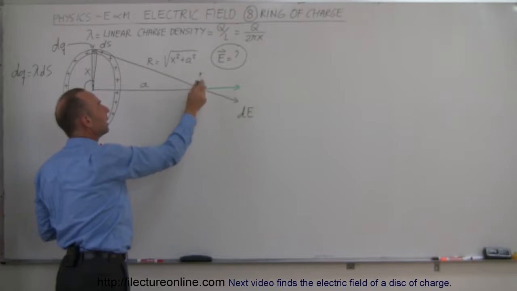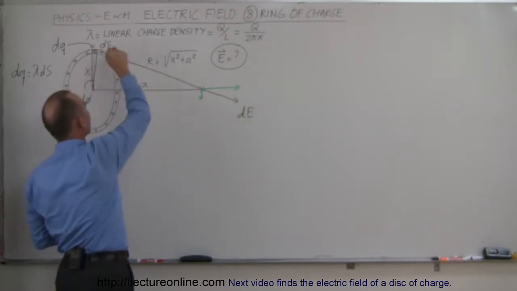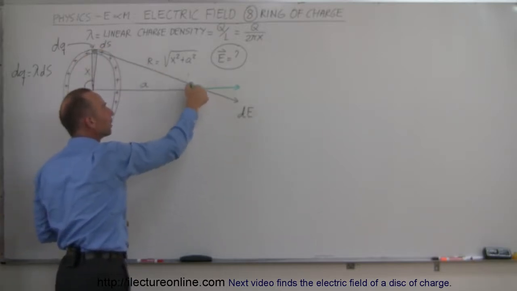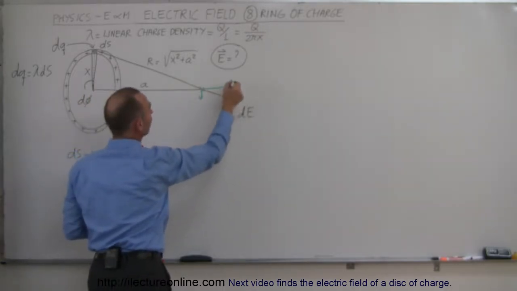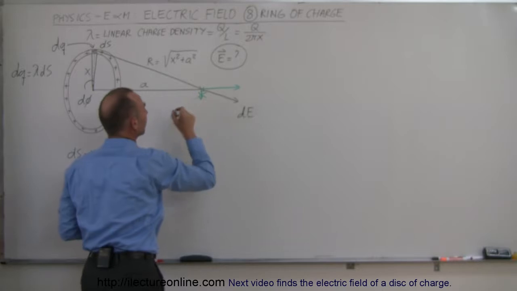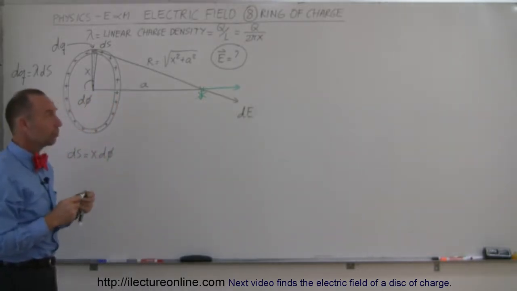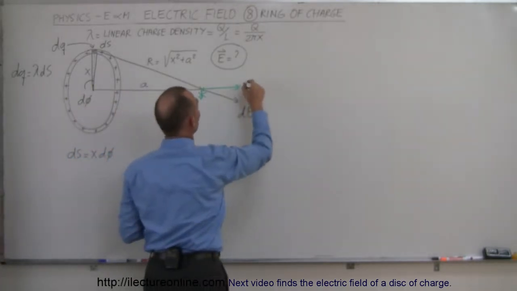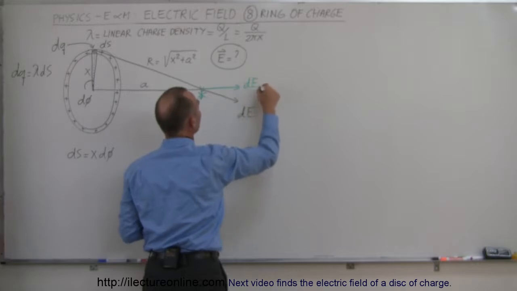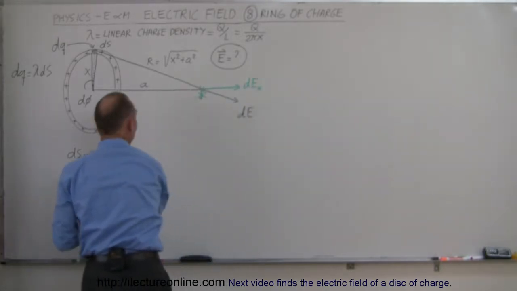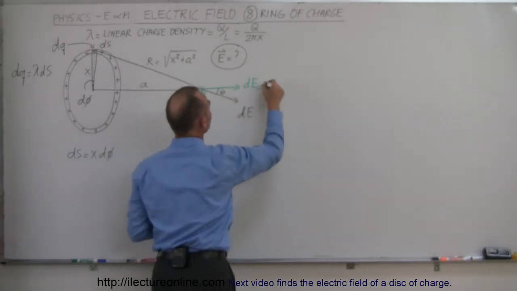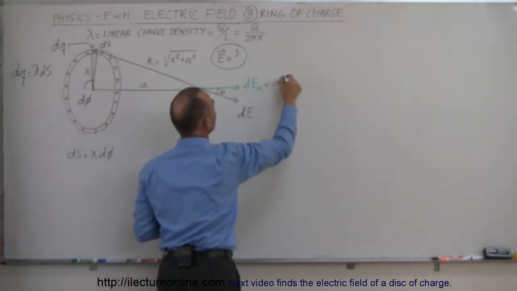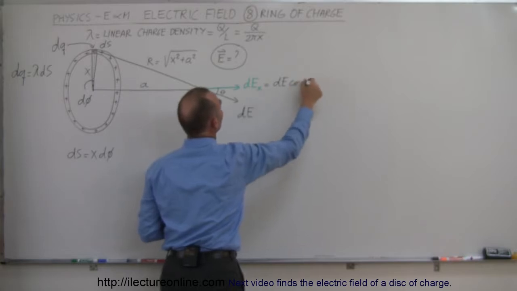So you can see that in the end, if I add up all the little line segments right here, these components right here of all the dE's will cancel each other out. And the only one I have to worry about is this component right there. So these components will simply cancel out, which means I only need to find the sum of all the dEx's. And then you can see that we have this angle right here, called this angle theta, and I can say that dEx is equal to dE times the cosine of theta.